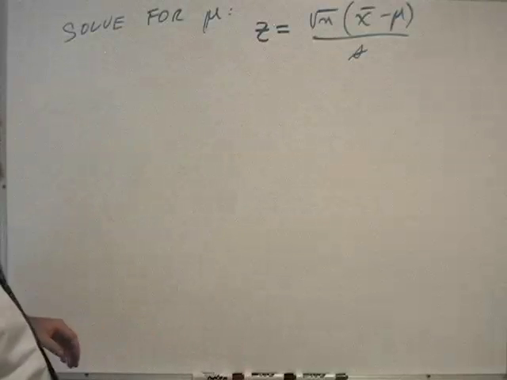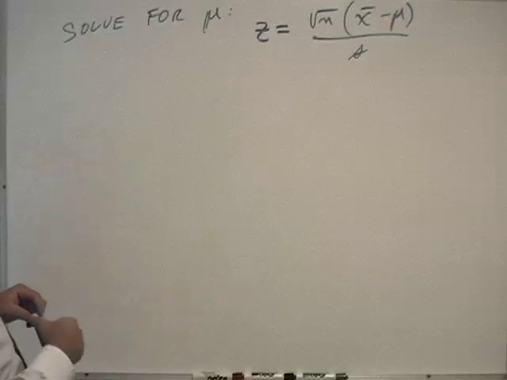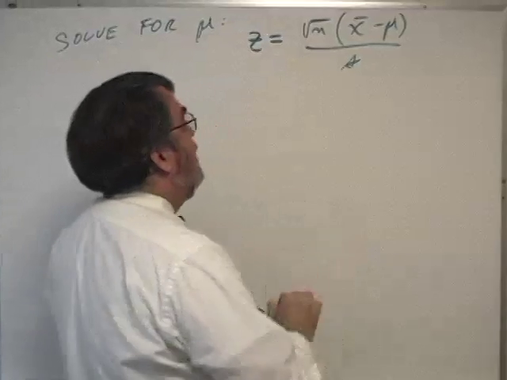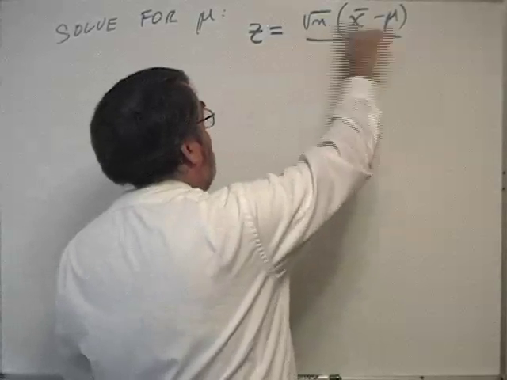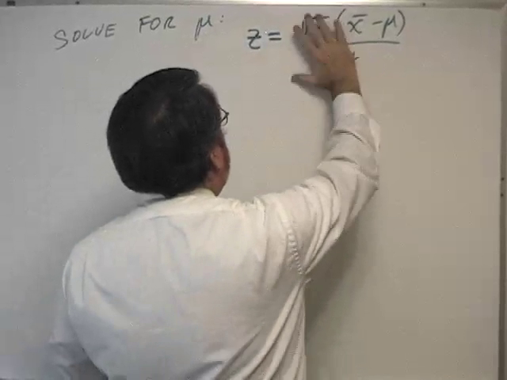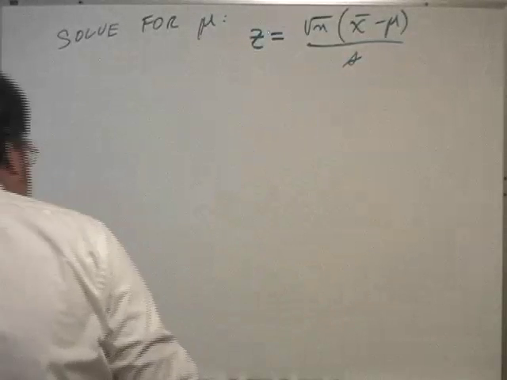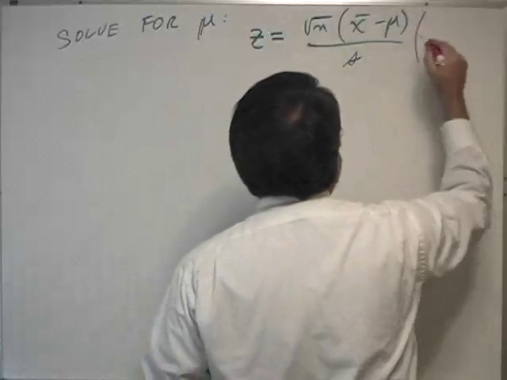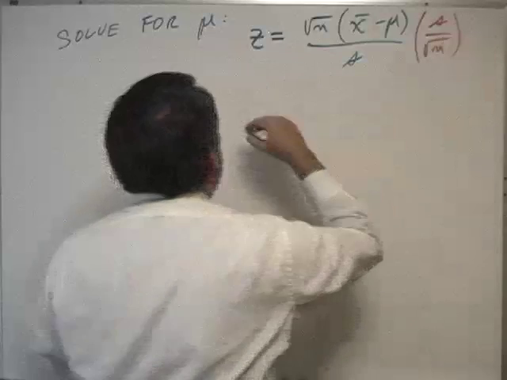So anyway, let's solve for mu, and I need to clear everything away from mu. So what's in its way? Well, the easiest thing to get rid of, I believe, would be the square root of n and s, because in a sense these are multiplying the right side. So I want to clear this away, and this will give us only x bar minus mu. So I'm going to multiply both sides by s divided by the square root of n.